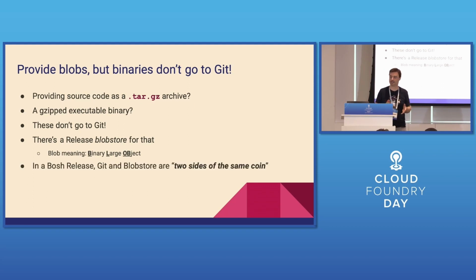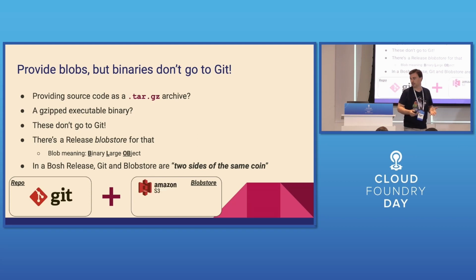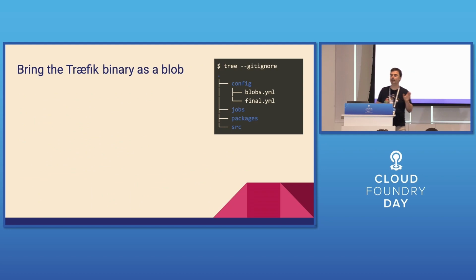So that's why BOSH has this design with the Git and the blob store, which are just two sides of the same coin, actually. They are really tied together, just like dual spaces for the people who have done math. And so we have this repo and the blob store. On the repo side, we have Git technology. On the blob store side, it is Amazon S3 or Google Cloud Storage, or some other options. I don't go into the details.